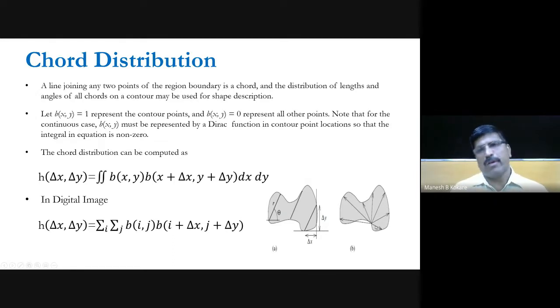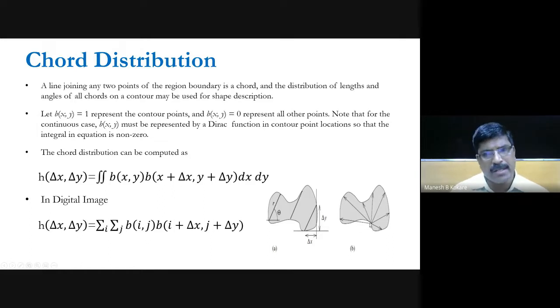So that way, you can find out the chord distribution as one of the features for shape representation based on the boundary length, contour, and so on. Any line joining two points of the region boundary is called a chord, and the distribution of the lengths and the angle of all chords on the contour may be used for shape description.